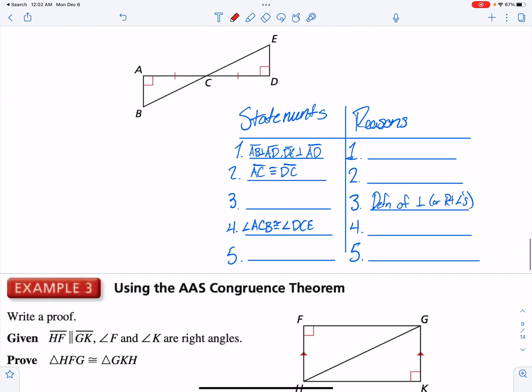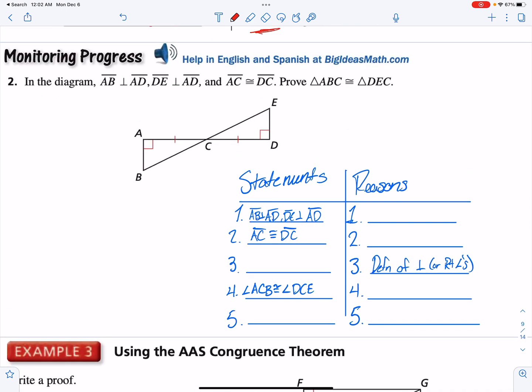So again, we have another monitoring progress here. Go ahead and try to prove in the diagram. Take a moment, pause, try these. Like I said, it doesn't hurt to have these practice runs because we still need work on them. So go ahead and take a shot.